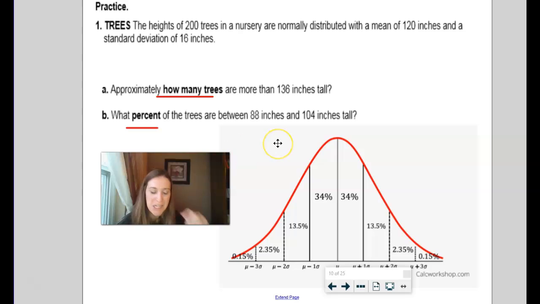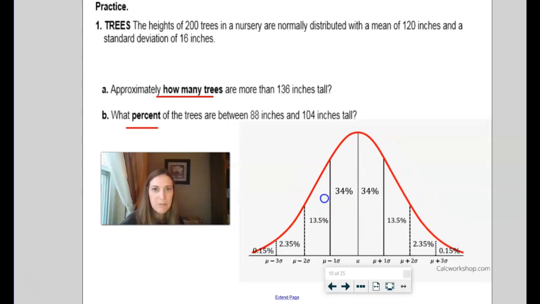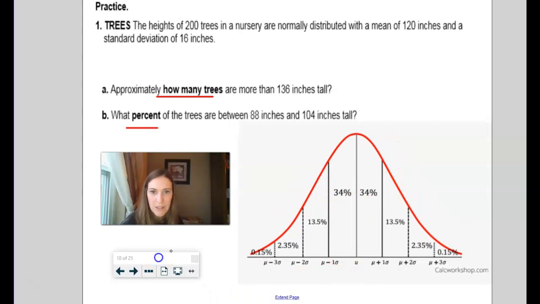Maybe have one of these handy, a really nicely done one, when you guys do your quiz later on in the week. So this question's about trees. I love trees. The heights of 200 trees are normally distributed with a mean of 120 and standard deviation of 16. So a mean of 120 is going to go in the middle. And then a standard deviation of 16, which means I should be able to add by 16s.